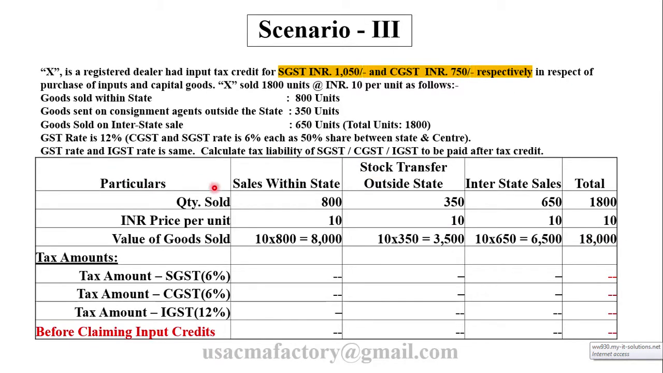Here in this table, the particulars are sales within state, consignment sale and interstate sale. So 800 units quantity sold within state, 350 units consignment, and 650 units interstate. Total 1800. Now the value of goods sold: 10 times 800 equals 8000. 10 times 350 equals 3500. 10 times 650 is equal to 6500. Total value 18,000, that is 1800 times 10. So now, how to calculate tax?